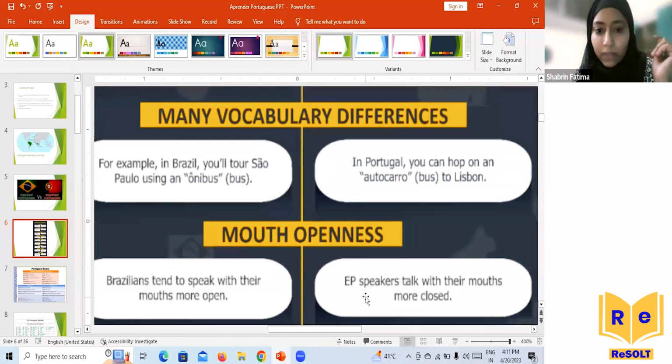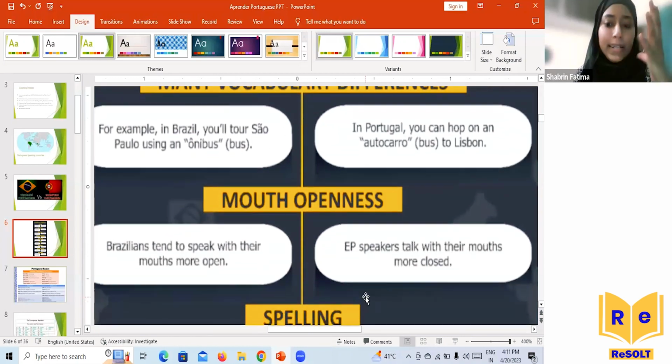Next we have the difference of mouth openness. This is the way of speaking. Brazilians tend to speak with their mouth more open. As I already told you, Brazilian Portuguese is a language where they speak very clearly, with an open mouth. It sounds very clear. Whereas European Portuguese speakers talk with their mouth more closed. Sometimes the accent or the pronunciation is not that clear compared to Brazilian Portuguese.